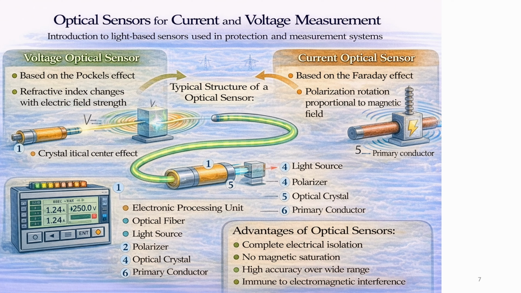The typical structure includes a light source, usually a light-emitting diode, an optical path or fiber, a crystal acting as a sensor element, a polarizer, a photodiode as a light receiver, and electrical signal processing. Optical sensors offer several advantages: complete electrical isolation, no magnetic saturation, high accuracy over a wide measurement range, and immunity to electromagnetic interference. Because of these properties, optical sensors are increasingly used in modern digital substation and protection systems.